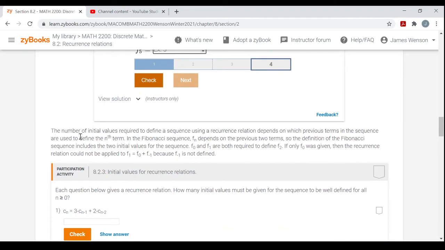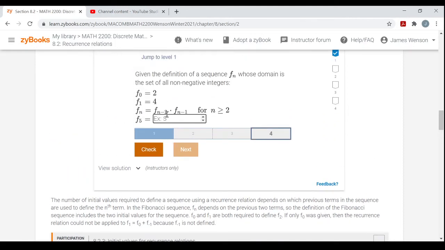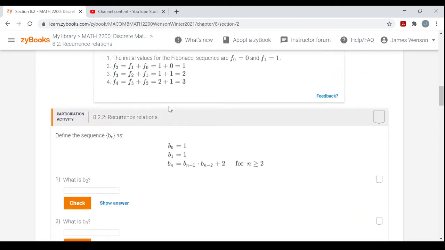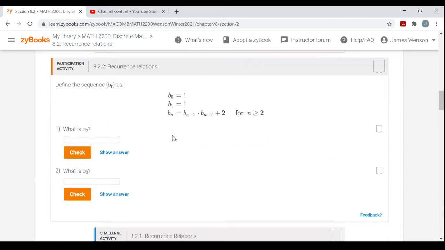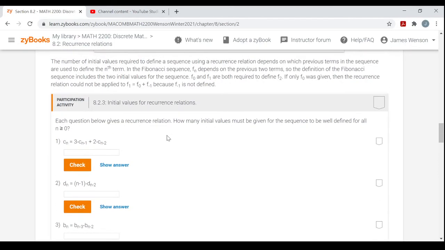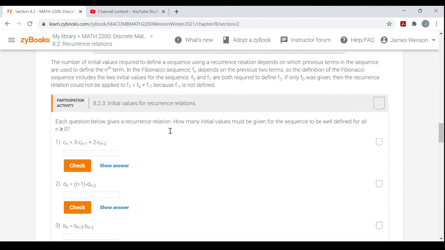Now here, the number of initial values required to define a sequence using a recurrence relation depends on which previous terms in the sequence are used to define the nth term. Like if you have to go back 2 terms, you need to be given 2 terms. If I have to go back to n minus 2, I need to be given 2 initial terms. Same thing for the Fibonacci sequence. If I have to go back 3 terms, I need to be given 3 initial terms. So that's what this is all saying.